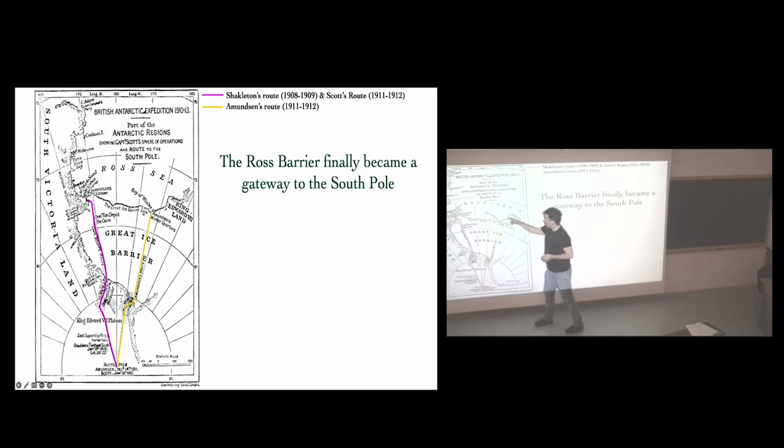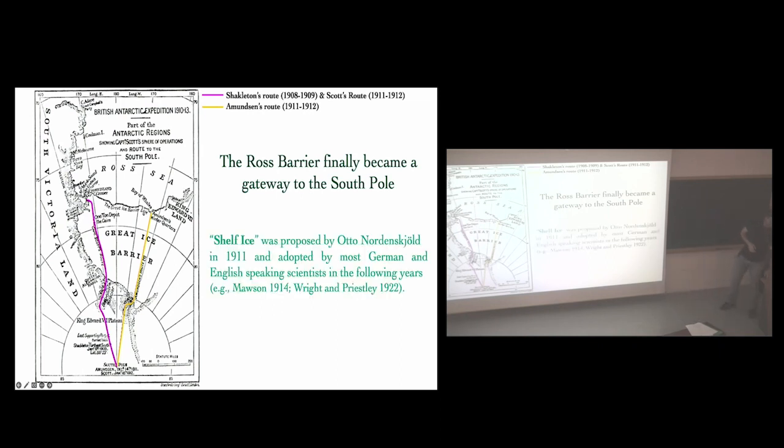Then you probably know the story that Amundsen went there in 1911, and Scott and his mates reached the South Pole just a few days later and never came back. So at the time, it was not obvious that the Ross was a barrier, and it was actually a gateway to the South Pole, so it became not so good, this way of naming the things.